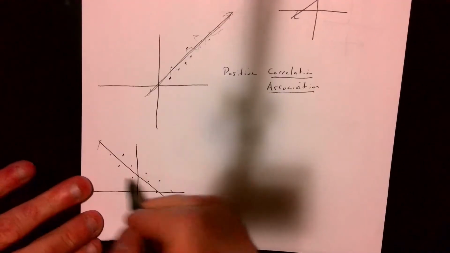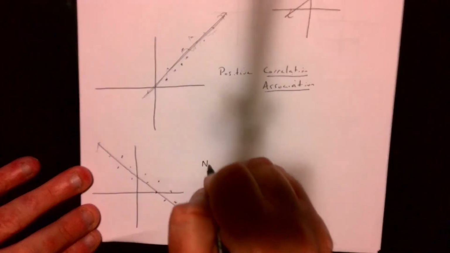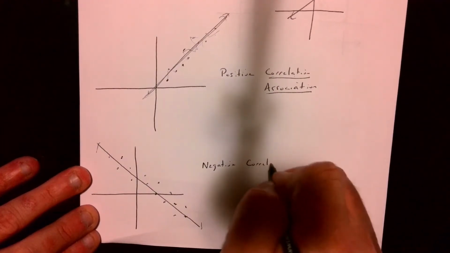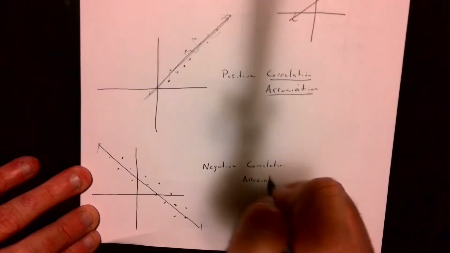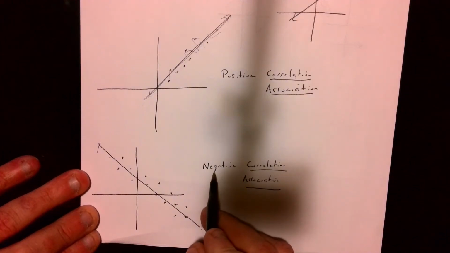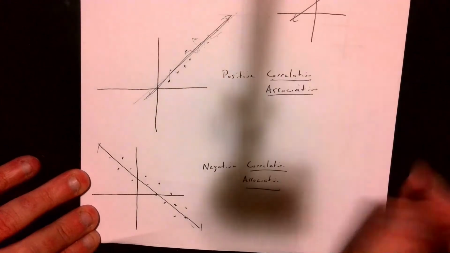Well, we've also said in class that a line going down to the right is what we call negative correlation or negative association. They mean the same thing. But the main thing is, it's negative if it's going down to the right. If it's going up to the right, it's positive.